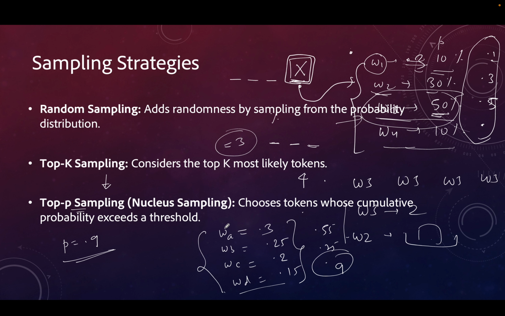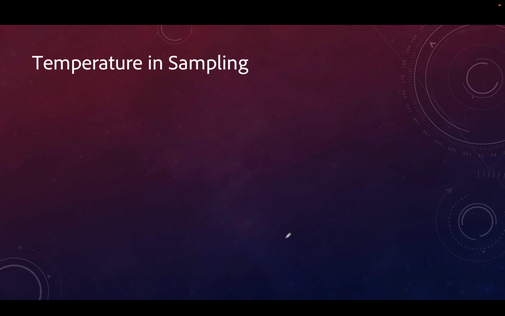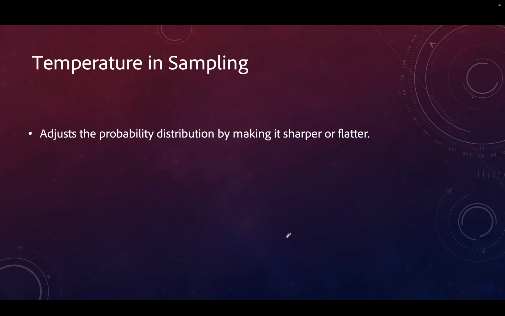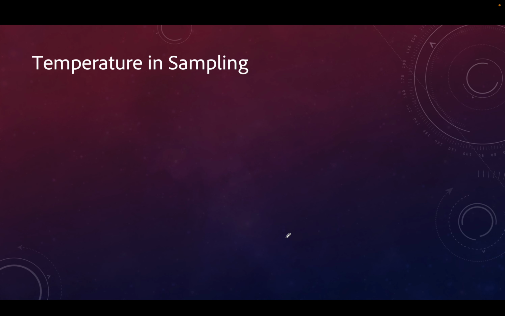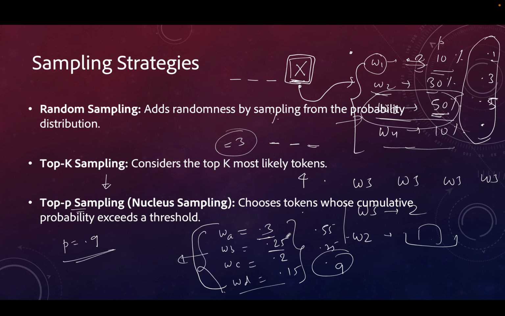So once we get these words, we pick them with the same probability. Like if it's 0.3, then W1 has a 30% chance of getting picked. W2 has a 25% chance of getting picked, and so on. Next, there is a parameter called temperature. It adjusts the probability distribution by making it sharper. One thing to note here is that, let's come here.